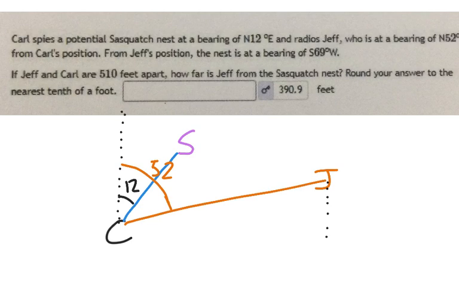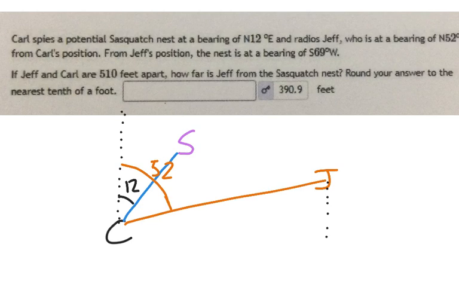Carl spies a potential Sasquatch nest at a bearing of north 12 east, 12 degrees east of north. He radios Jeff, who is at a bearing of 52 degrees east of north from Carl. From Jeff's position, the nest is at a bearing of 69 degrees west of south. And it tells us Jeff and Carl are 510 feet apart.